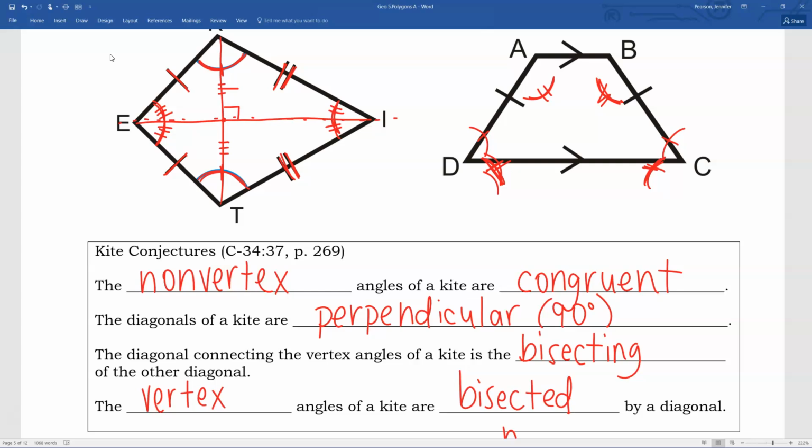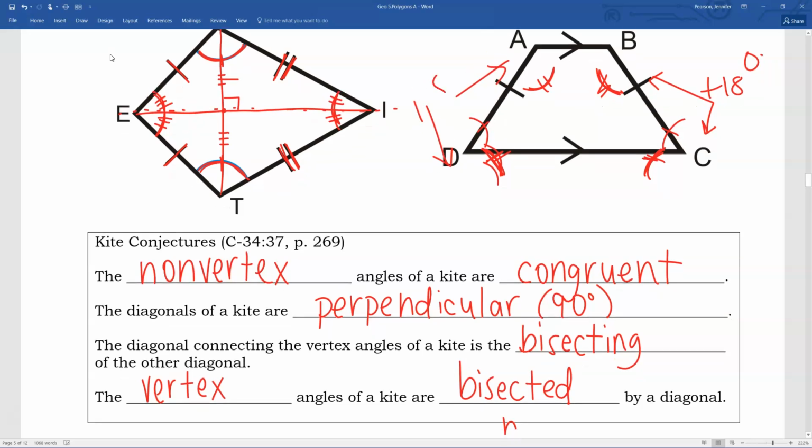The second one said that the consecutive angles add to 180, so that would be like these two right here, B and C, will add to 180. A and D, they'll add to 180. So angle A and angle D, they will add to 180. Great, let's move forward.